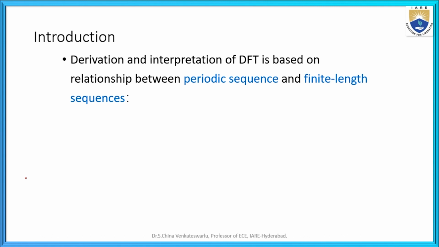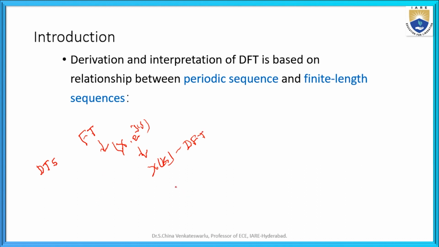Before entering that, the discrete time signal has an equivalent in the frequency domain. It also comes from the Fourier transform, X of e power j omega. After that we expect X of k, where X of k is nothing but the discrete Fourier transform.